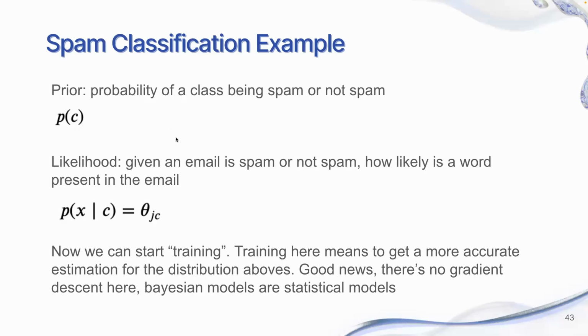So after having the prior and likelihood, we can start training. Training here just means we get a more accurate estimation of the distribution based on the data we have. And the good news is that in naive Bayes training, there's no gradient descent or anything like that. It's just a purely statistical method.